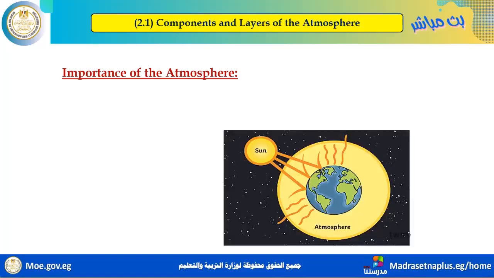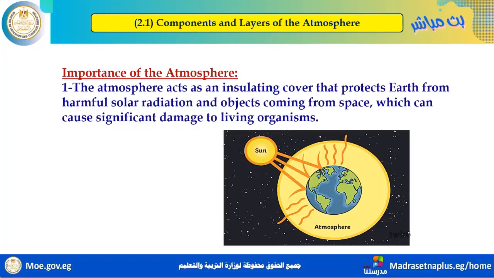First, if you look at this photo, you can imagine that without this envelope, all the rays of the sun and cosmic radiation would enter the Earth. The atmosphere acts as an insulating cover that protects the Earth from harmful solar radiation and objects coming from space, like meteorites, which can cause significant damage and may destroy living organisms, not only humans but animals and plants.